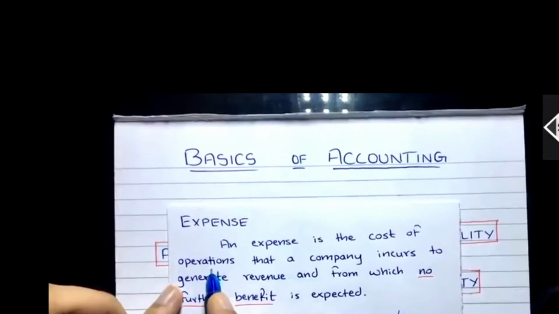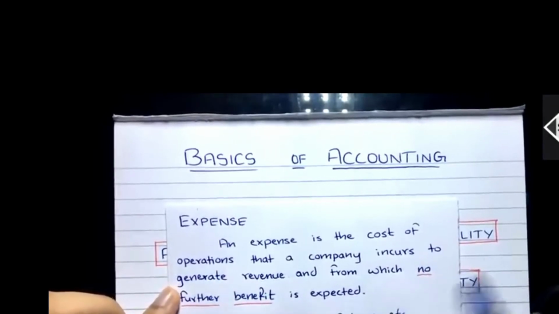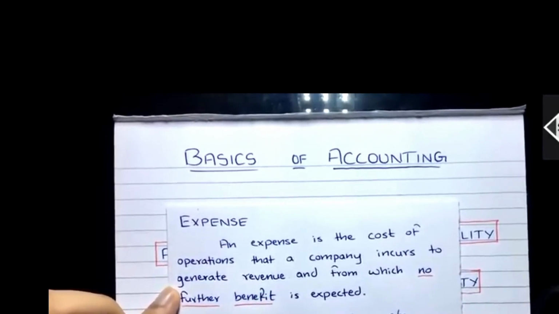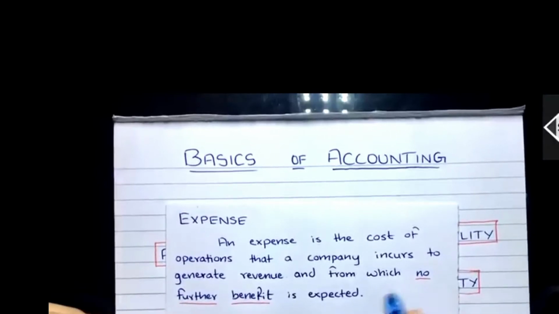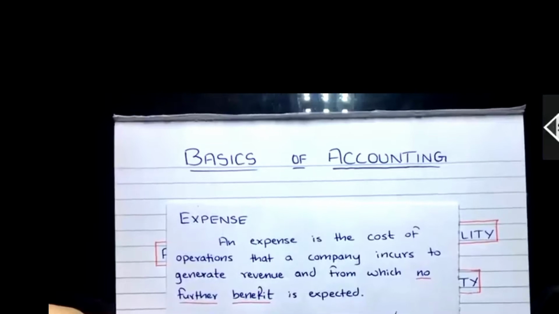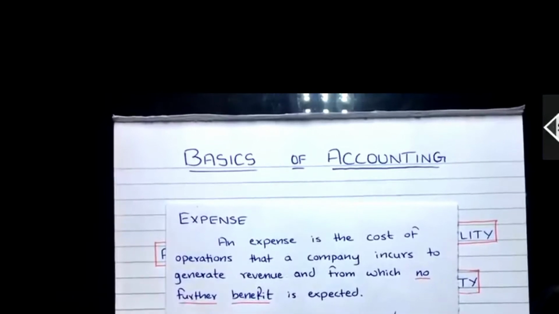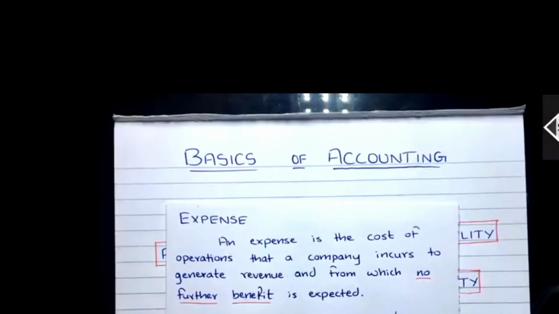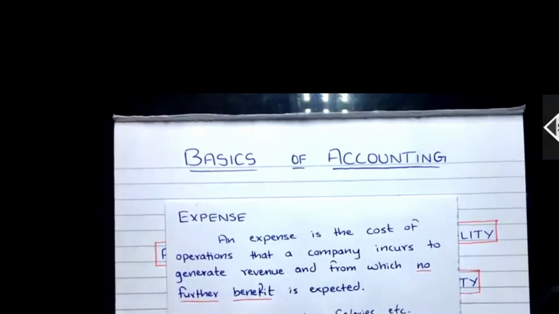Because the operations can be run smoothly, you will be able to generate revenue from that. And from which no further benefit is expected. This is the main point. If you pay the electricity bill, that means you have consumed the electricity. You are not going to get any more electricity from that money itself. If you get an electricity bill of 2000 rupees, that means you have used that much electricity. Now you are paying that 2000, that's an expense for you.